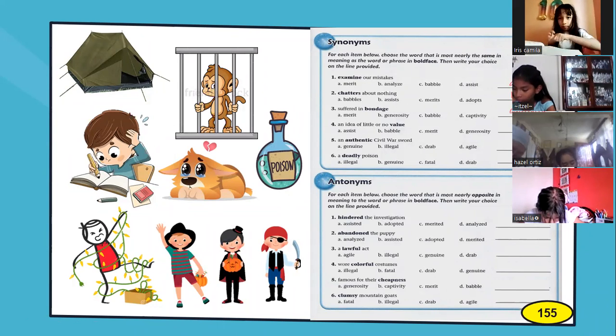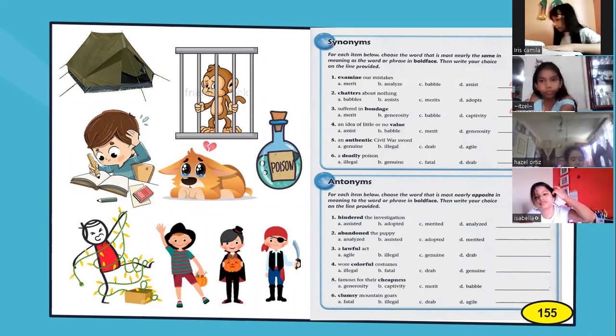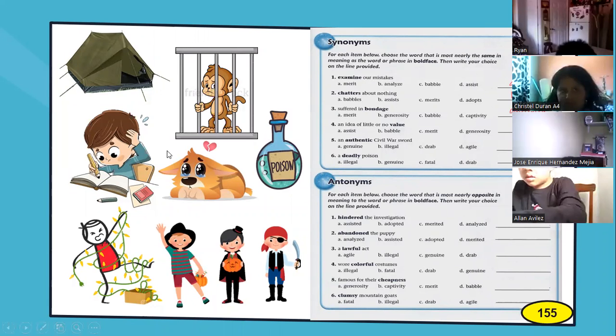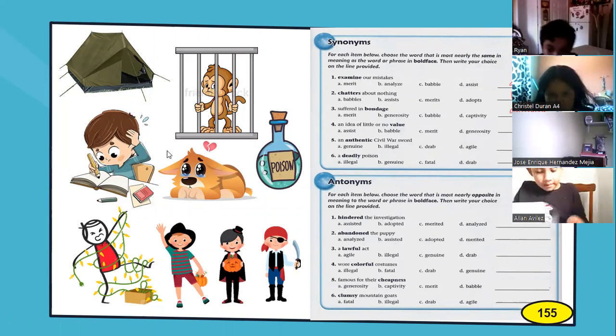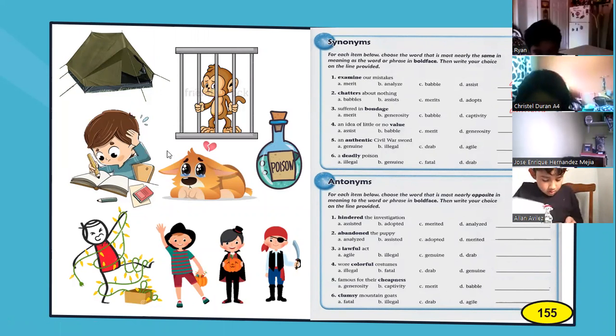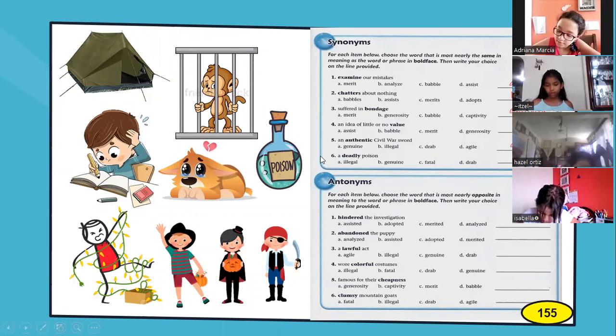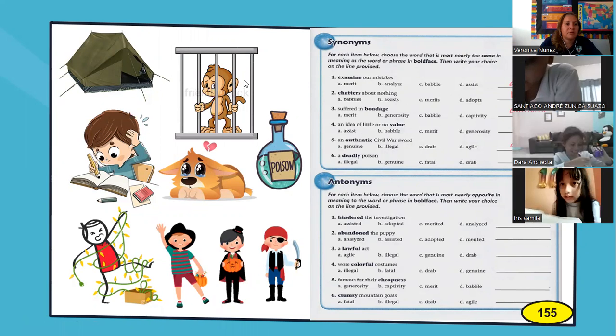An authentic civil war sword. Illegal. Authentic. No. Drab, it's a color. Illegal. Genuine. Say the word. Genuine. Oh, yes. It's a deadly poison. Fatal.